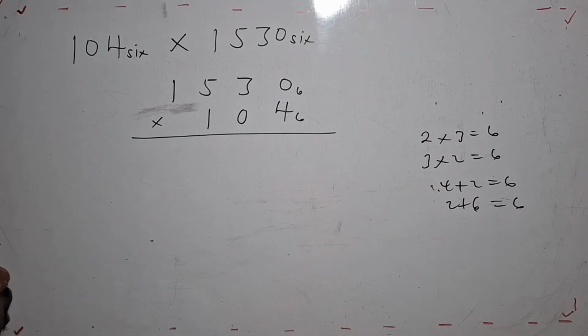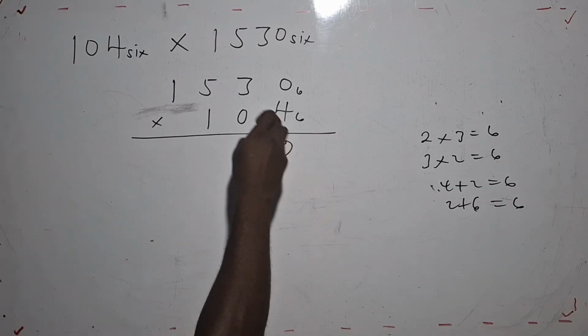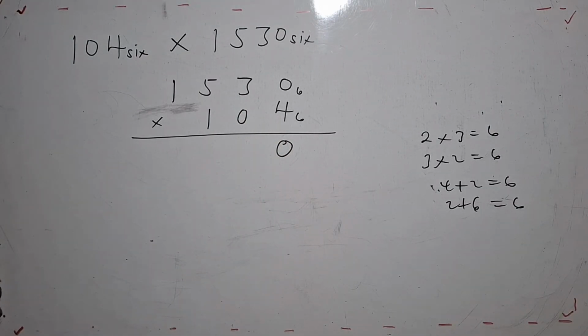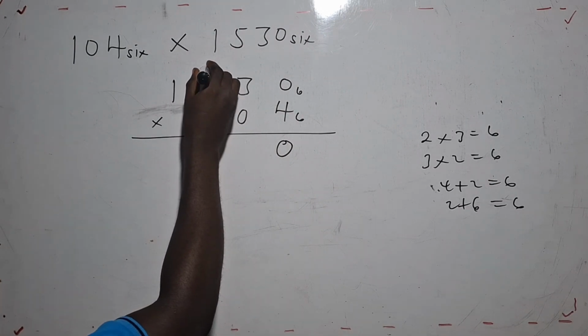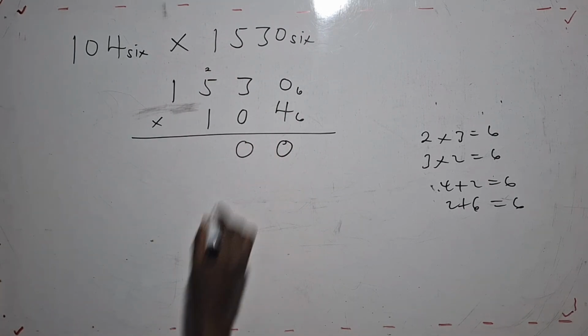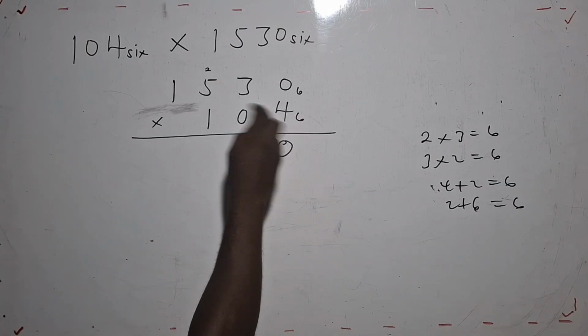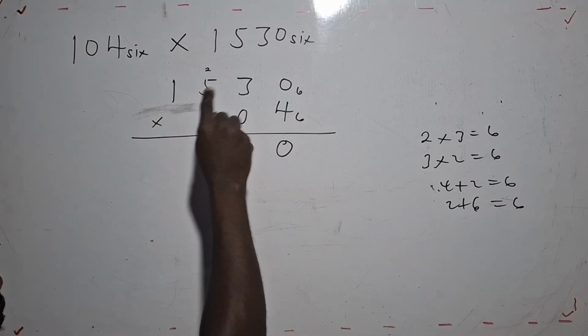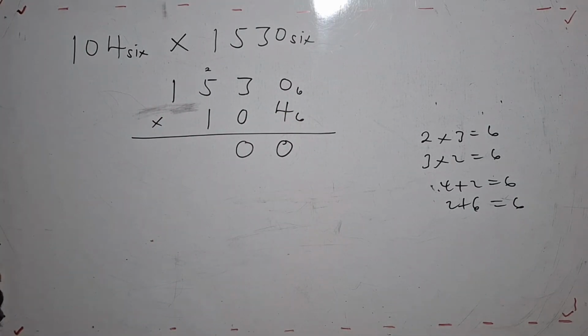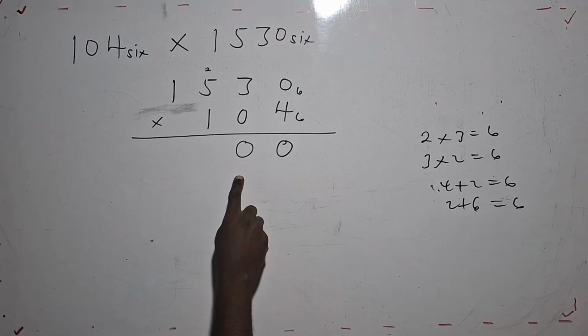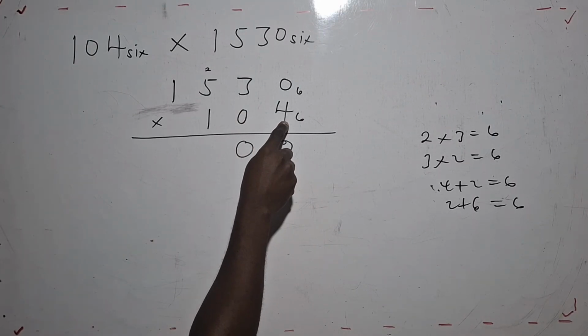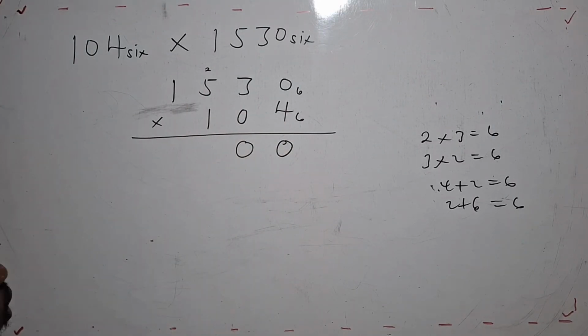4 times 0 is 0. 4 times 3 is 12. 12 divided by the base, which is base 6, gives 2, remainder 0. Then you come here: 4 times 5 is 20. 20 plus 2 is 22.